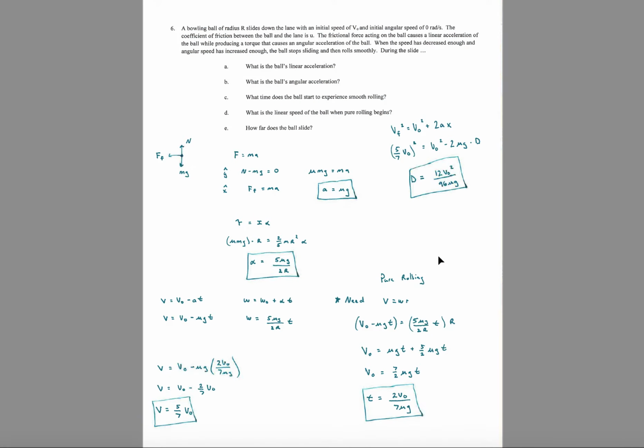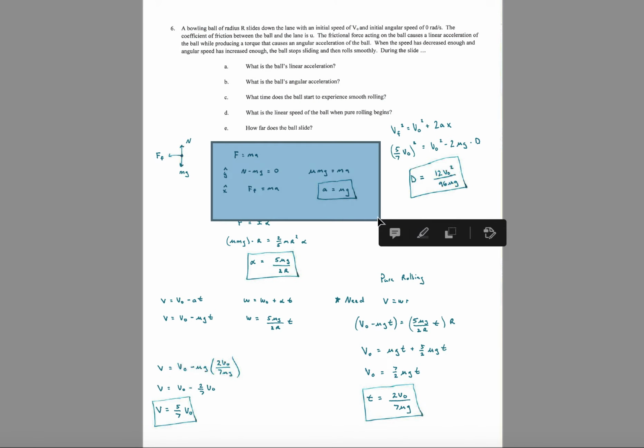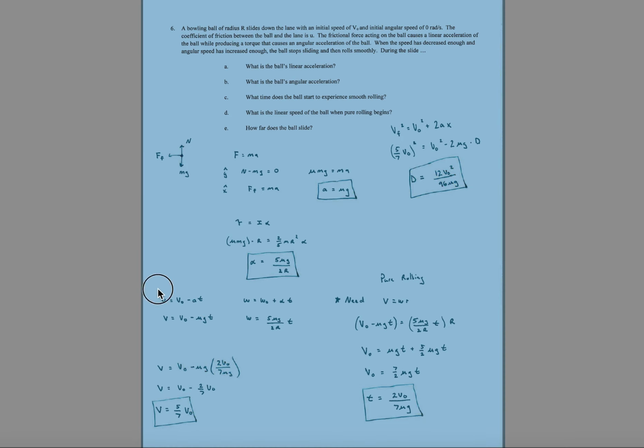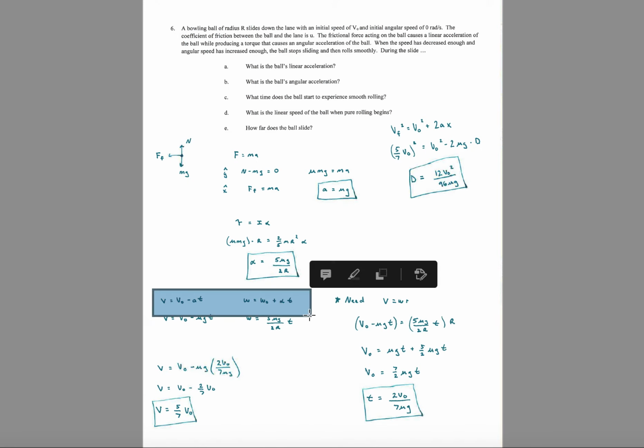And I know that's a hard one, but this step right here is just you doing forces, right, and finding the acceleration. This step here is you doing torques and finding the alpha. This is using the classic dynamic equations. V equals V naught plus a t, omega equals omega naught plus alpha t, right?